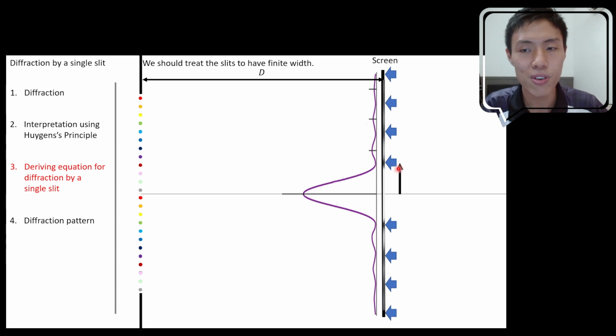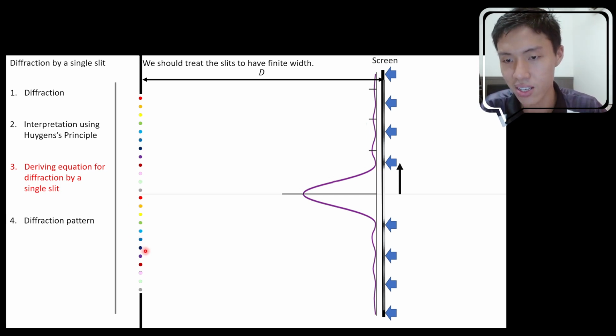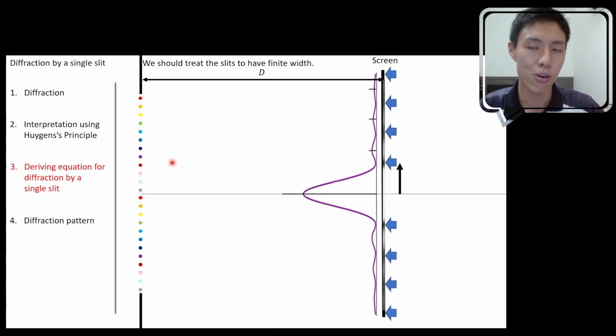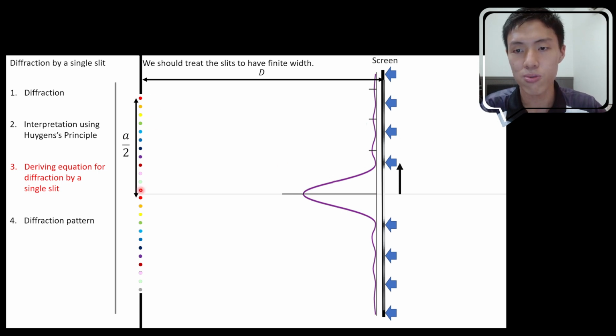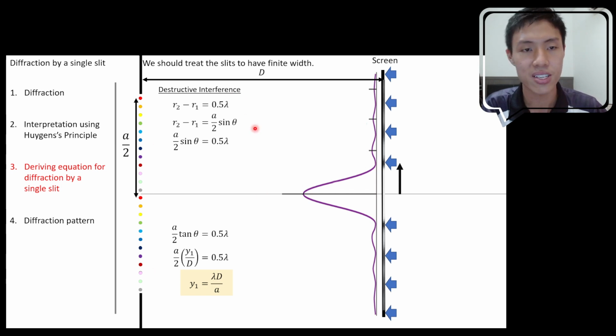So now if you refer back to the same idea, for the first dark fringe you split into upper half and lower half. Red cancel red, orange cancel orange, yellow cancel yellow, green cancel green, blue cancel blue, dark blue cancel dark blue, purple, okay, you get the idea. So basically we can still split into even more points, it's still the upper half cancel out the lower half. That's for the first dark fringe. That's why it's a/2 for the distance between the pairs. Okay, we derived this already.